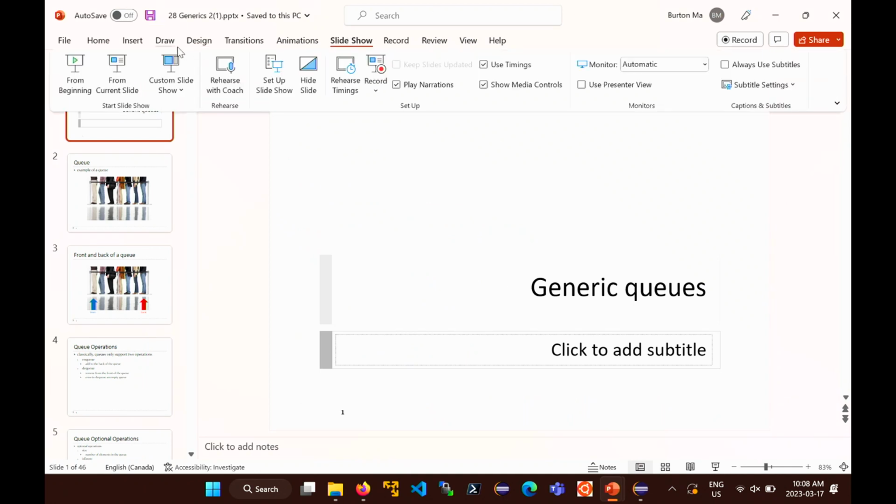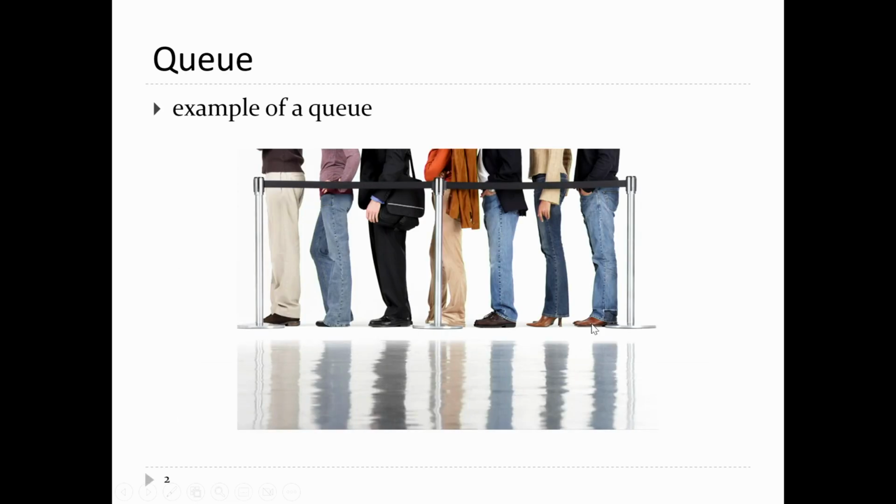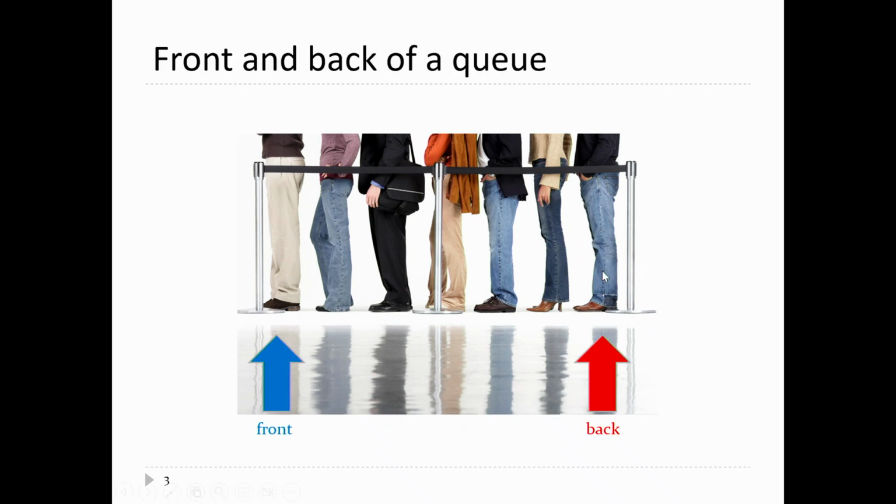Okay, so let's try this for a different data structure. Let's try this for a queue. If you don't know what a queue is, that's an example of a queue. It's just like lining up at a grocery store or anything else where you have to get into a line. So there's a front of the queue, and there's a back of the queue. You typically get into line at the back, and you come out at the front.